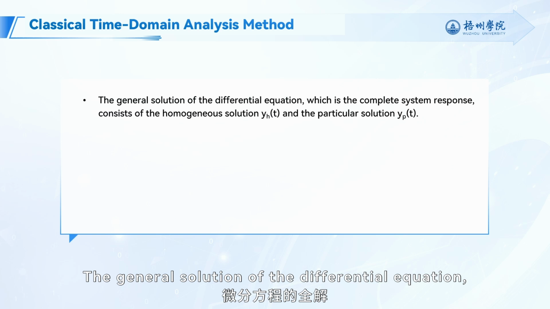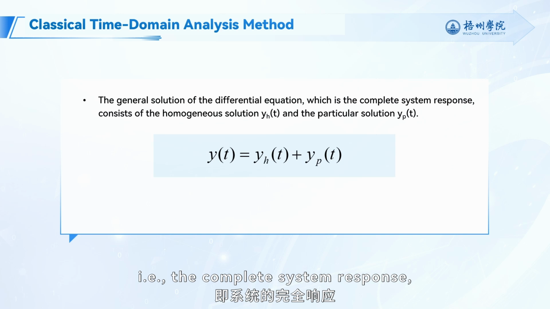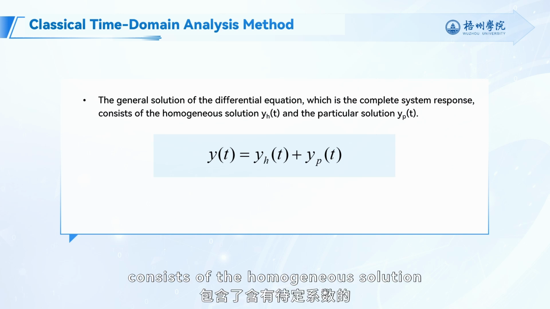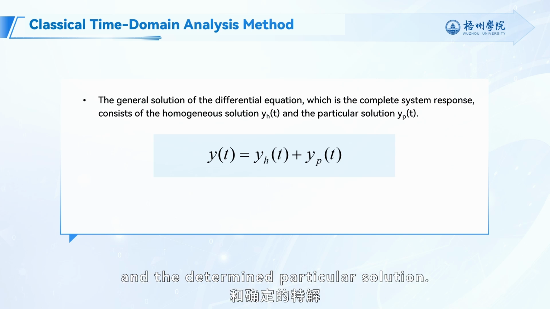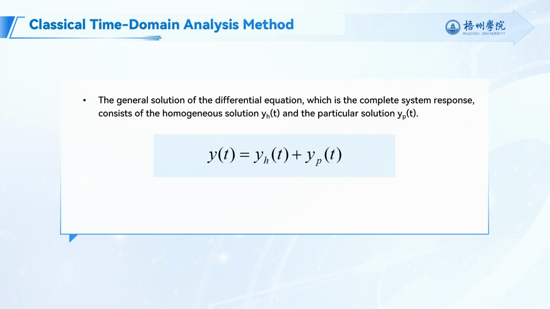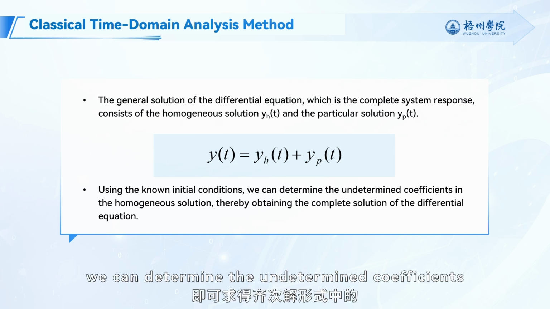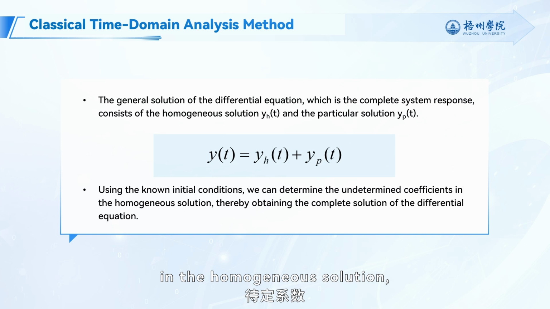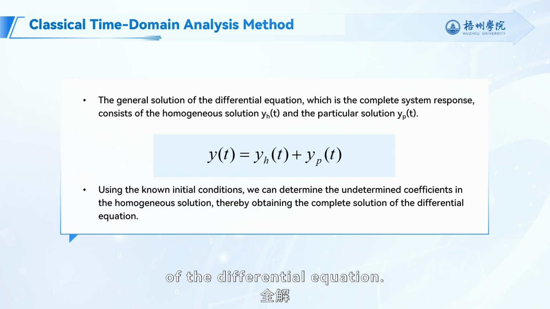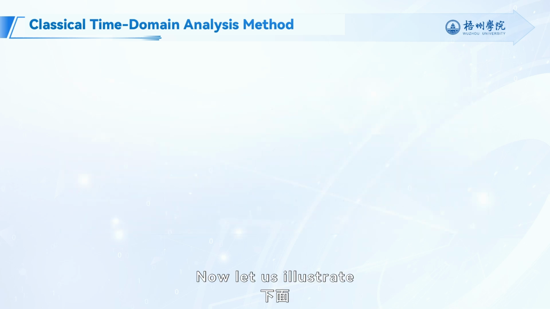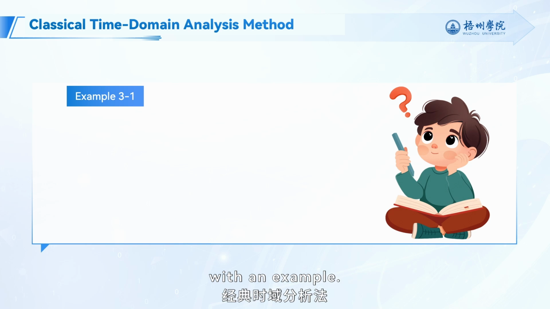The general solution of the differential equation, i.e., the complete system response, consists of the homogeneous solution with undetermined coefficients and the determined particular solution. Using the known initial conditions, we can determine the undetermined coefficients in the homogeneous solution, thereby obtaining the complete solution of the differential equation. Now, let us illustrate the classical time domain analysis method with an example.